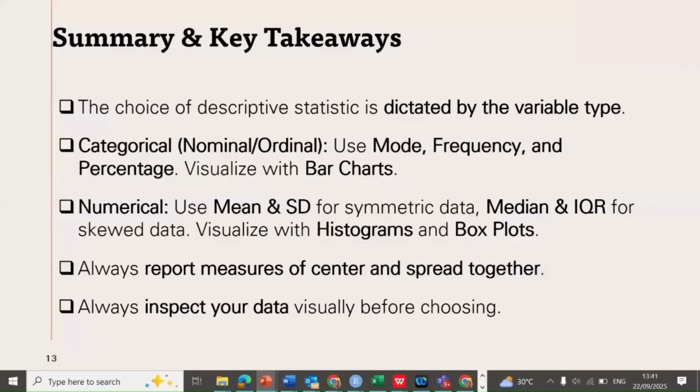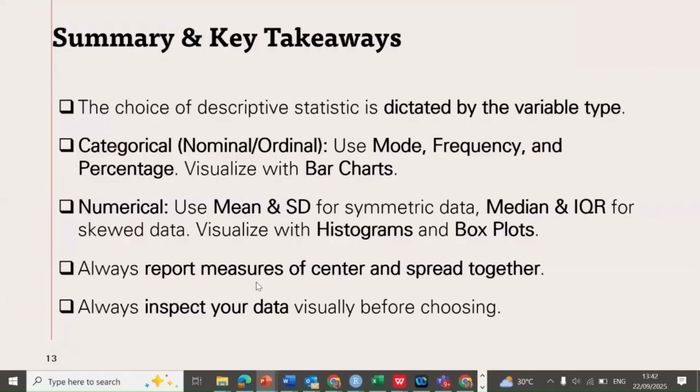So when you have your categorical variable, either nominal or ordinal, you use mode, frequencies, and percentages to describe it, and then you visualize it with a bar chart, either a simple bar chart or a special bar chart, depending on if you're dealing with one or two categorical variables. For a numerical variable, you usually want to report a statistic, so you can use mean and standard deviation for symmetric data, or median and interquartile range for skewed data. And to visualize it, you usually use a histogram, or a box plot, or a density plot.